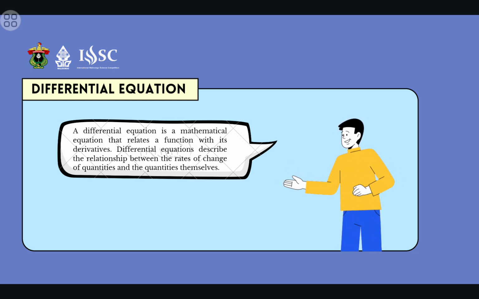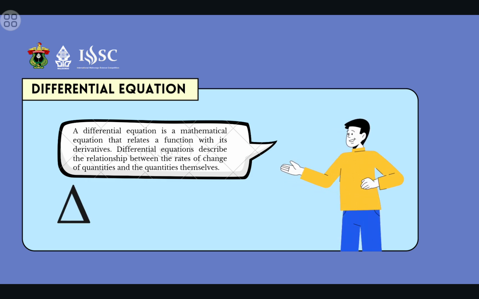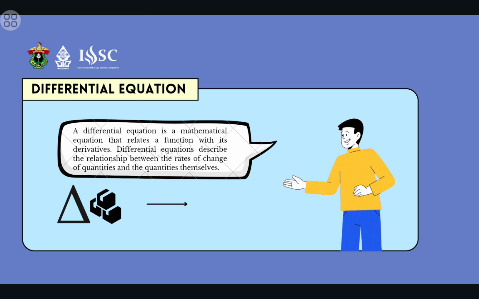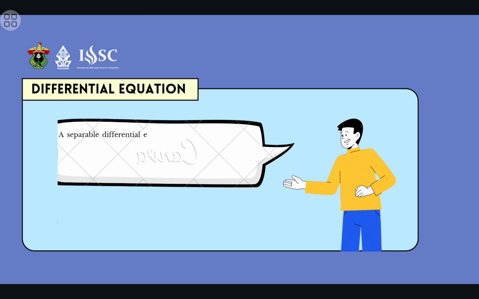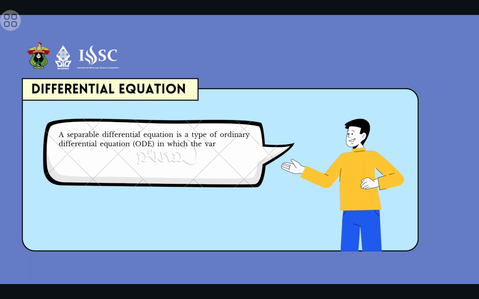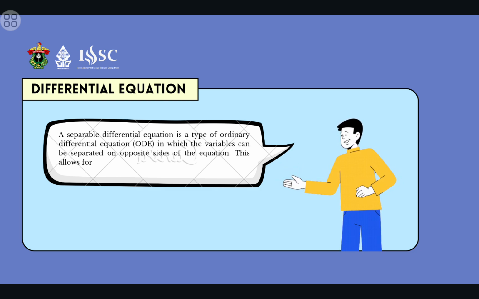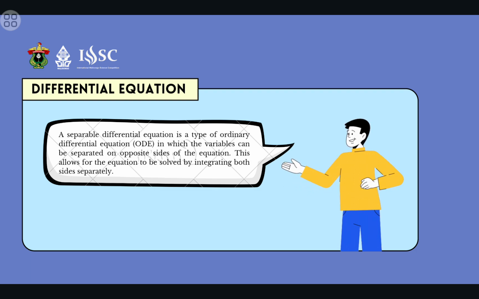What is a differential equation? A differential equation is a mathematical equation that relates a function with its derivative. Differential equations describe the relationship between the rates of change of quantities and the quantities themselves. There are many types of differential equations, and one of them is a separable differential equation, which is a type of ordinary differential equation or ODE in which the variables can be separated on opposite sides of the equation. This allows the equation to be solved by integrating both sides separately.